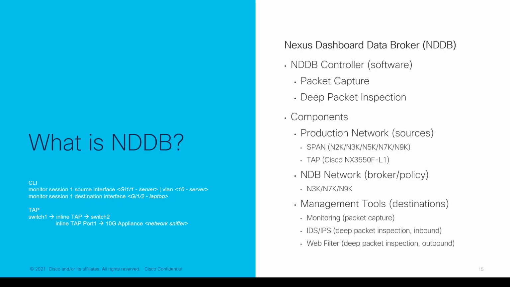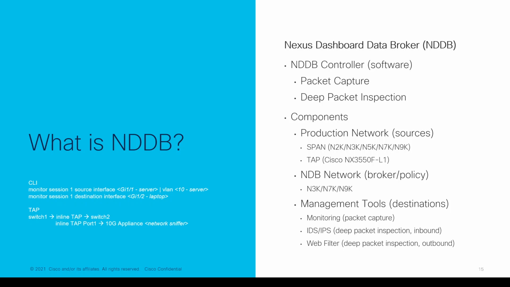With regards to packet capture, it's pretty simple to understand how Nexus Dashboard Data Broker works. The production network is where your business applications run. A production network is the ultimate source of traffic, whether that comes from span sessions or physical tap devices. The production network supports many different span and tap sources of traffic. The Nexus Dashboard Data Broker Controller software will program ports on the production network that connect to the Nexus Data Broker network. The Nexus Data Broker network is where you copy production traffic to for brokering or for handling.